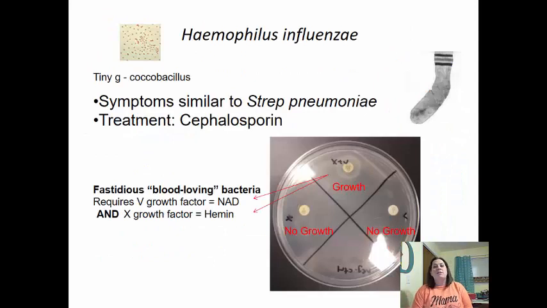In Haemophilus influenzae, this is, remember, a tiny gram-negative coccobacillus. The symptoms are similar to the Strep pneumoniae, but when we look at this, the treatment is going to be using cephalosporin. If we recall, remember, this is a fastidious bacteria, a blood-loving bacteria. It's going to be very picky, meaning it has to have certain growth factors. And also recall that this is the one that smells like dirty socks.